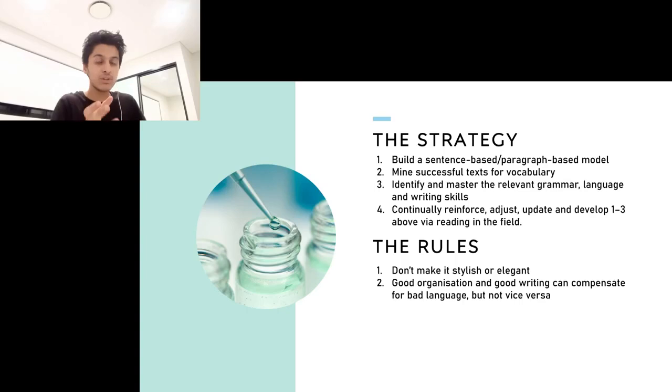Because they will use phrases. Let's say they want to say there's a gap in the research. They'll use a specific phrase for that. You can copy that phrase and probably make a few changes here and there, and that makes you sound authentic. Okay, now the third thing: you want to identify and master the relevant grammar, language, and writing skills.